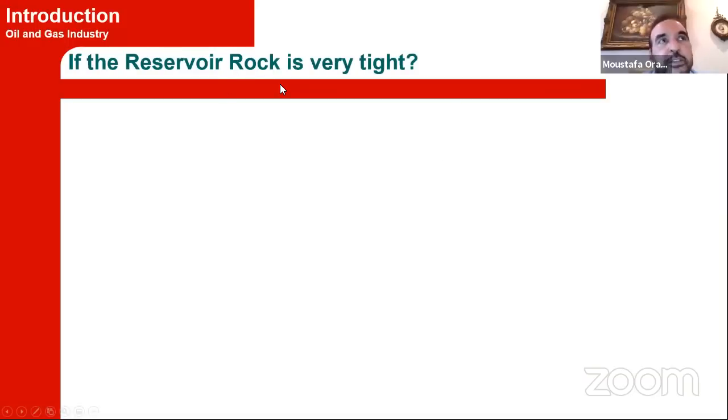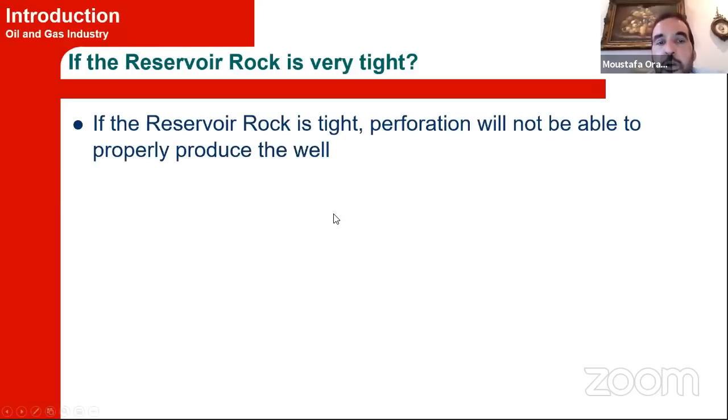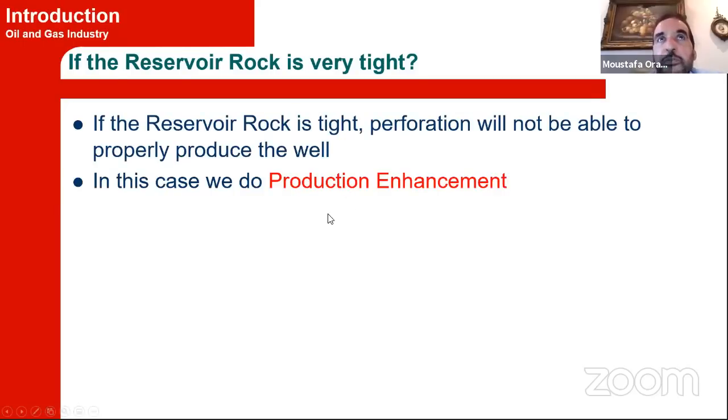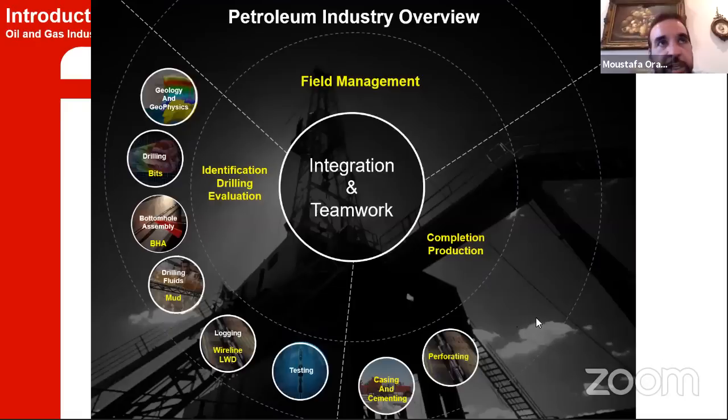How about if the reservoir is very tight and there is not really much of a possibility for the hydrocarbon to come out? That's when we go for fracturing, or we go for what we call production enhancement. So the fracturing or production enhancement is actually an operation where our reservoir does not have the ability to allow the fluid to go from the formation into the well bore. Now we make this type of permeability. We make this type of connectivity, okay? What's called hydraulic fracturing.